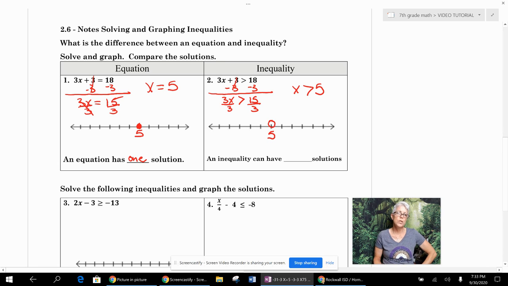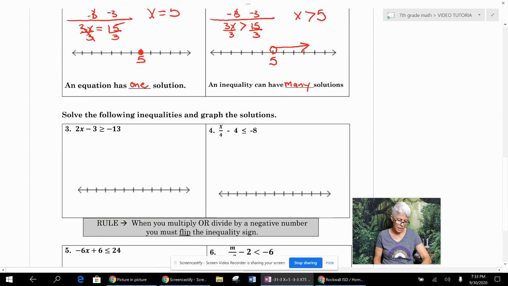But the solution says that x is greater than 5. So let's see, that would be 6, 7, 8. So I'd be going to the right on the number line. And you can see how that inequality is also pointing to the right. An inequality can have many solutions. Let's go to the next one.